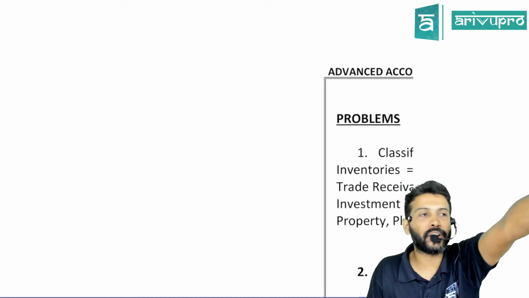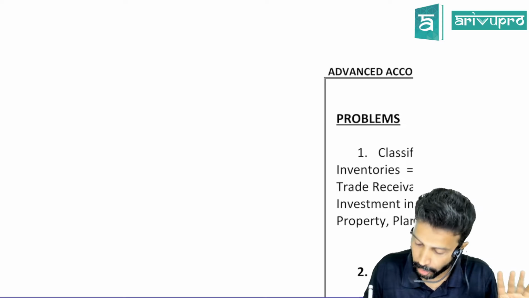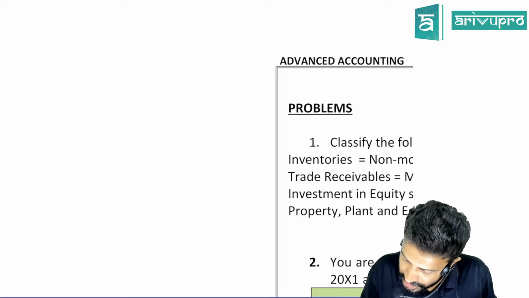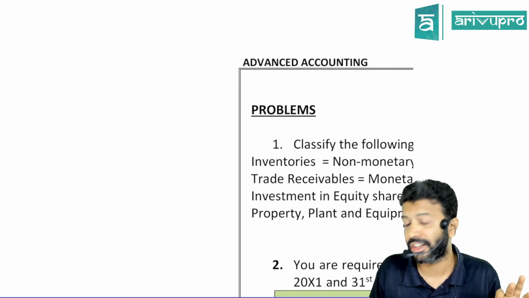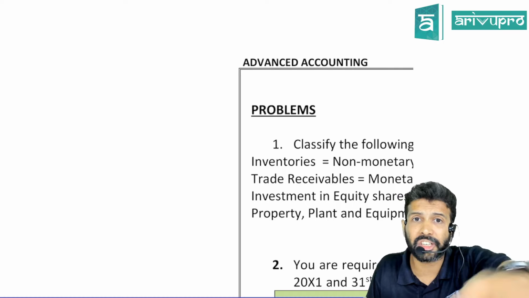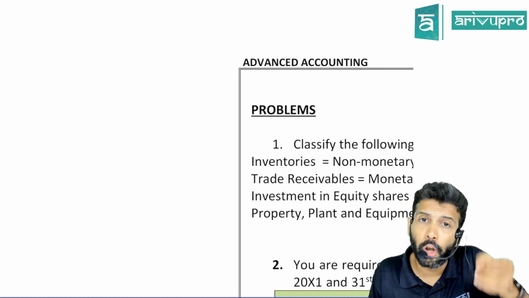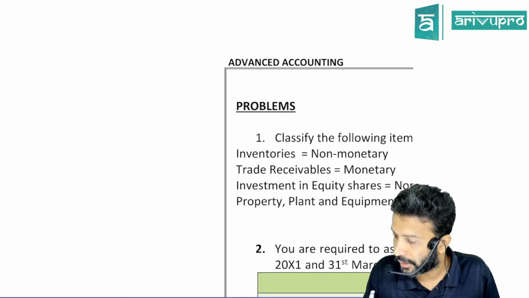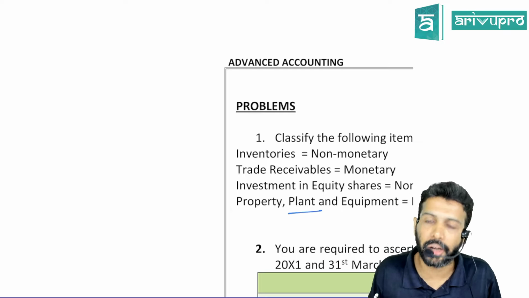You need to classify each component as monetary or non-monetary. Inventory: non-monetary asset. Trade receivables: monetary asset. Investment in equity shares: if you purchase investment in equity shares, will the value be the same or fluctuate? It fluctuates, so it is a non-monetary item. Property, plant and equipment is also a non-monetary item.